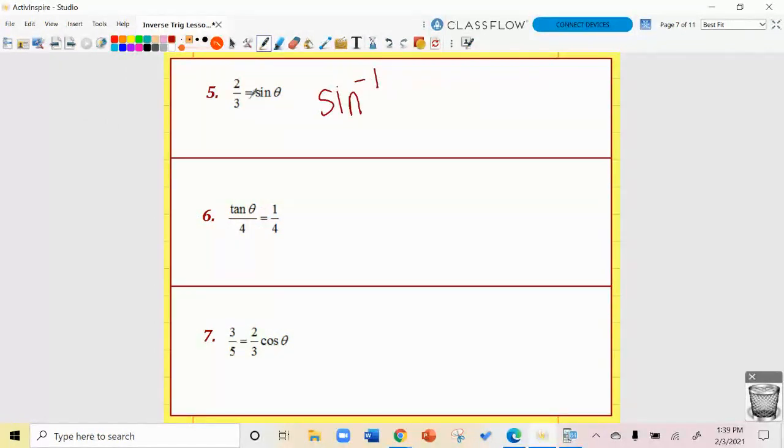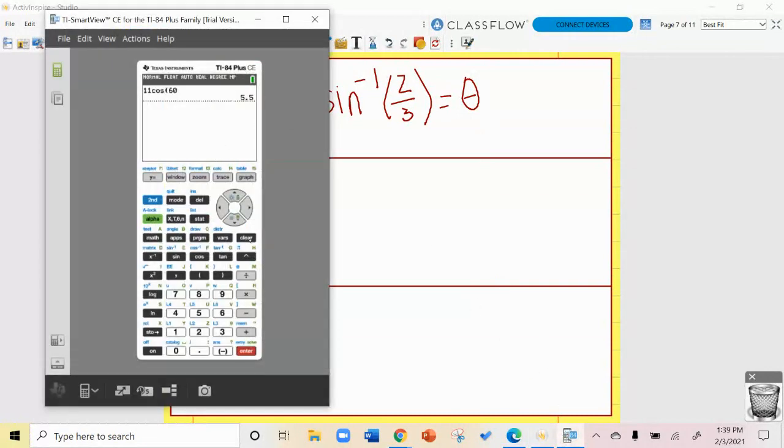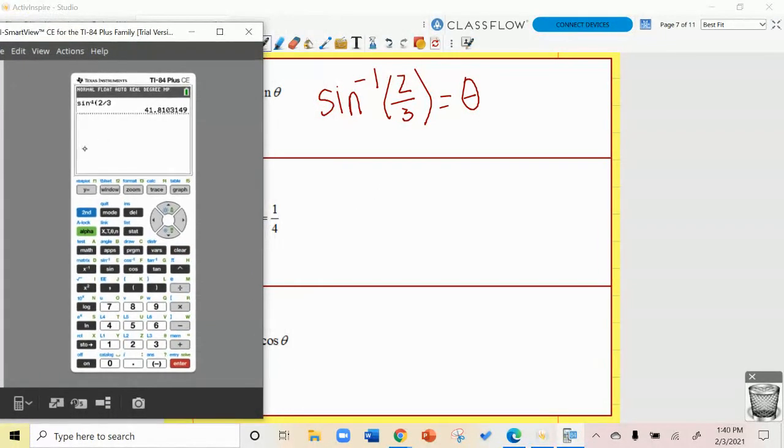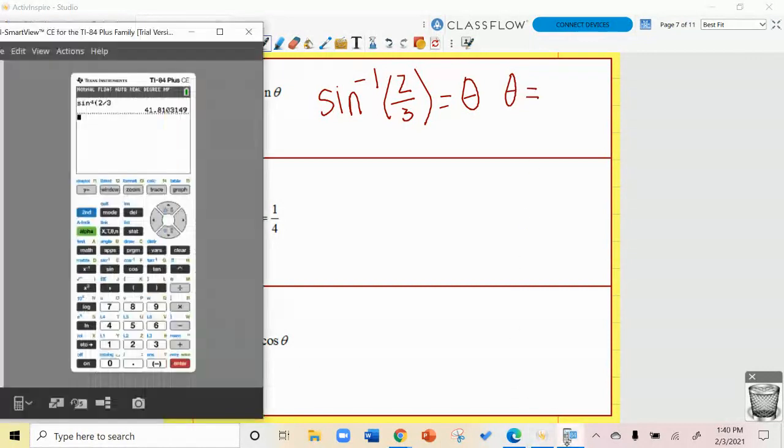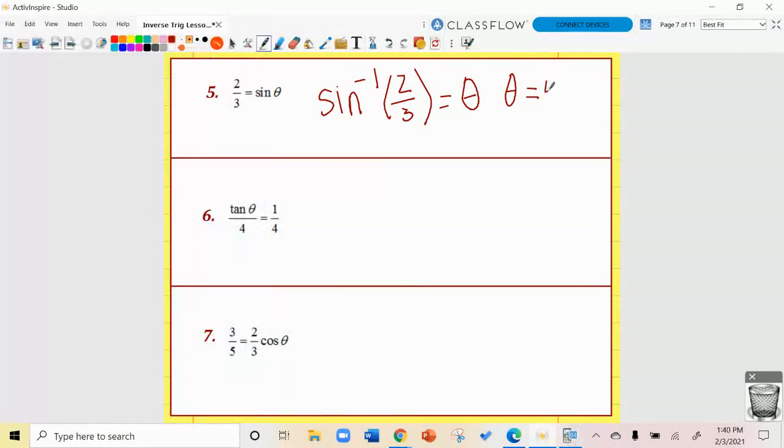So I'm going to do the sine inverse, right? I would take the sine inverse of both sides. It would cancel out on the right. And then I would go into my calculator and say second sine of 2/3. Oh boy. If you have a Chromebook, there's actually an extension for a graphing calculator. It's linked on the classroom. If you're not sure where it is, come see your teacher. So theta, I missed it. I wasn't paying attention to my answer. 41.81 degrees.